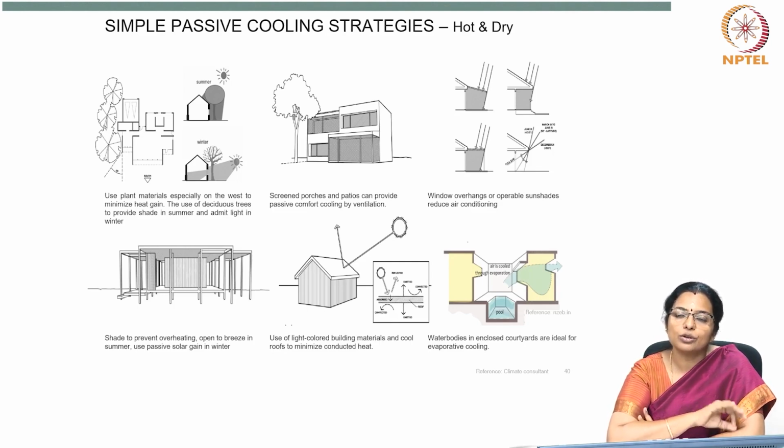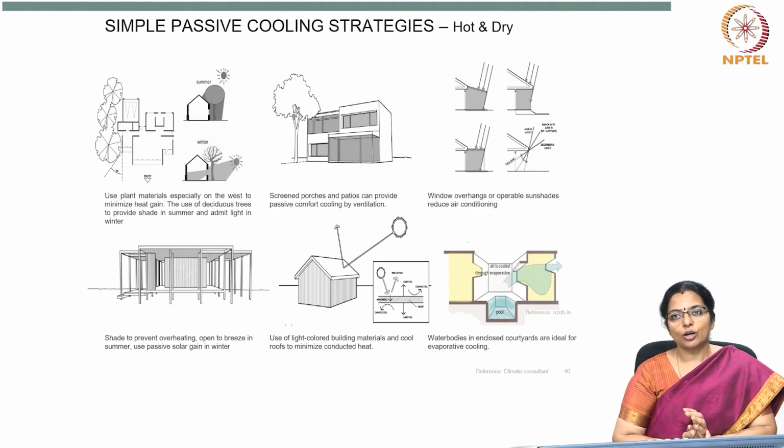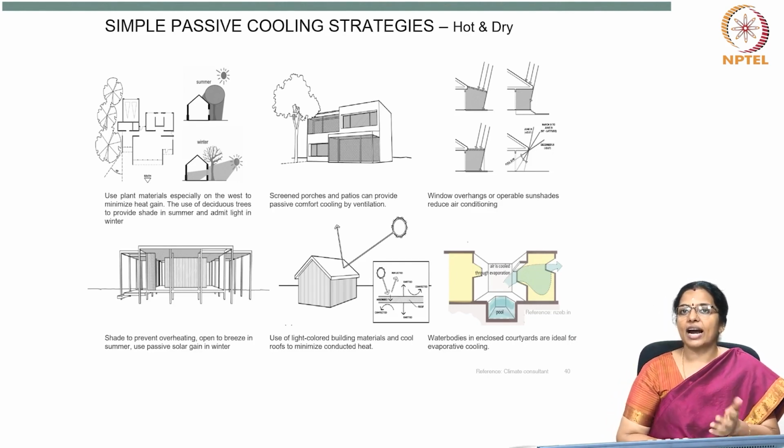Shades can be used to prevent overheating, to open to breeze in summer, and to use passive solar gain in winter. Use of light colored building materials and cool roofs to minimize conducted heat. Water bodies can be in enclosed courtyards, and these are ideal for evaporative cooling.